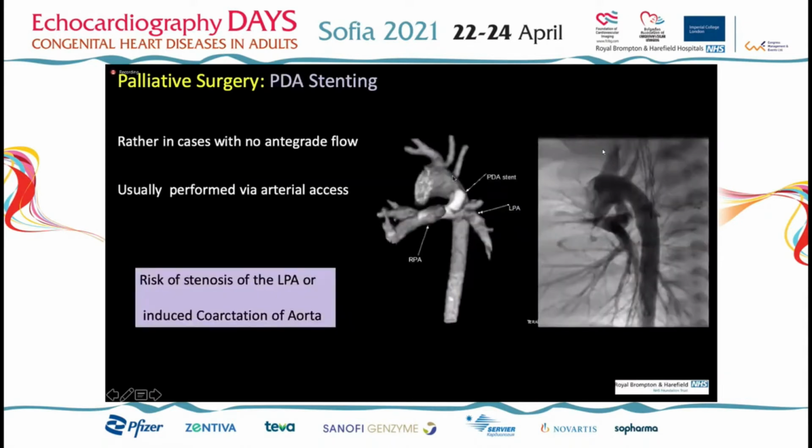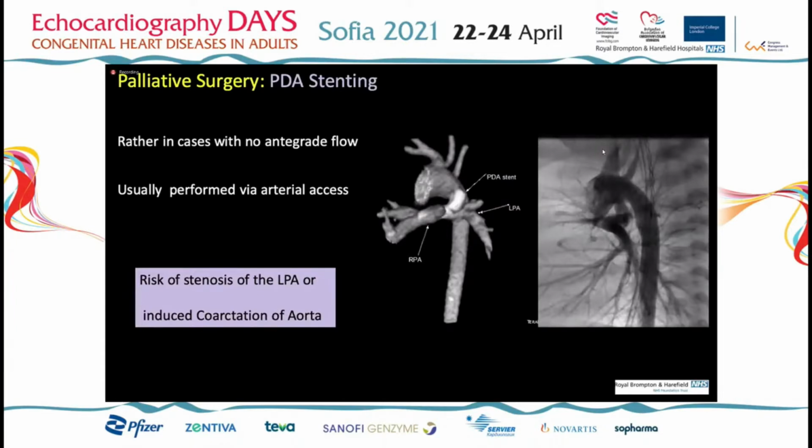And this is a case of a child who underwent a PDA stenting that is usually inserted through an arterial access, either peripheral or through a carotid. The problem with PDA stenting is that it could migrate into the pulmonary artery, the left pulmonary artery, or it could even protrude into the aorta. So it could cause a stenosis of flow in the left pulmonary artery or the aorta.